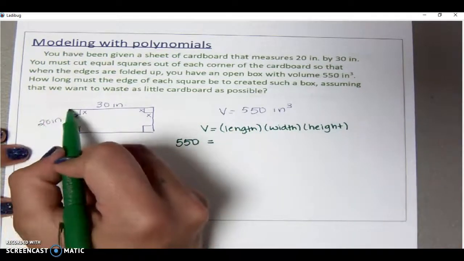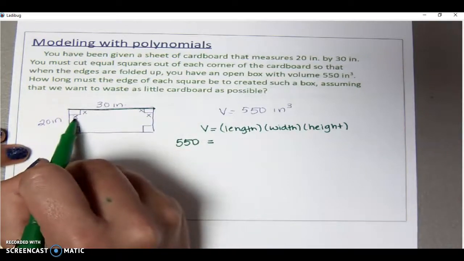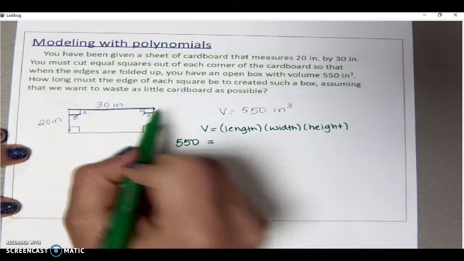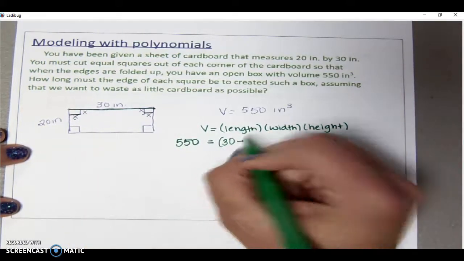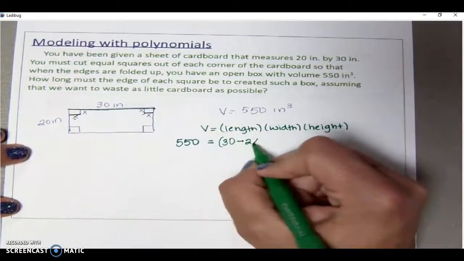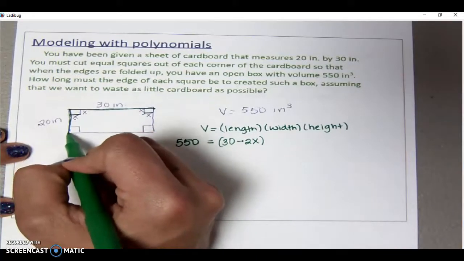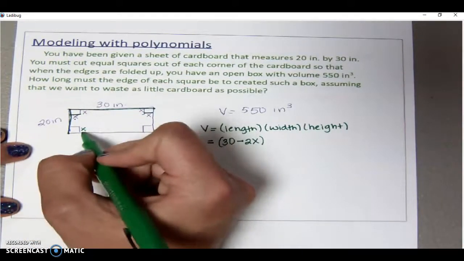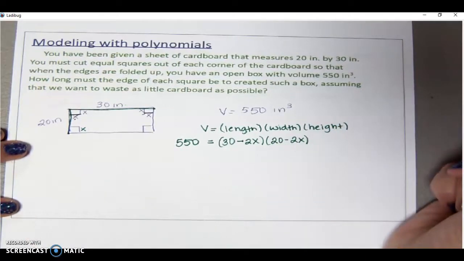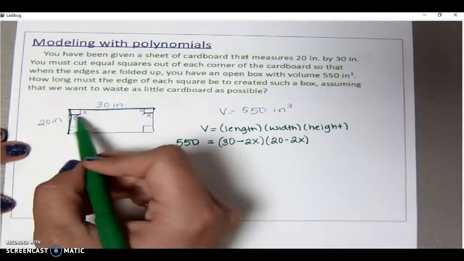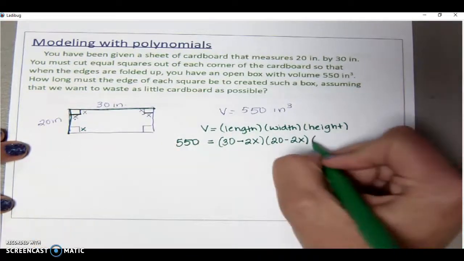The length of the box was originally 30. But we're going to be cutting out this X part, and this X part. So our new length is going to be 30 minus those two X's that I have there. My original width of the box was 20, but now I'm cutting out X here and X here. So my new width is going to be 20 minus 2X. And then the height of the box will be however much you fold up on this square, so X is going to be your height here.